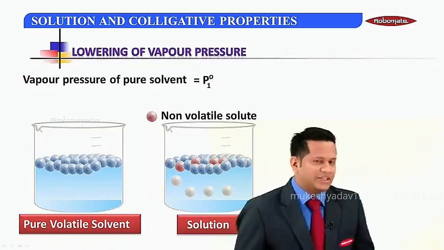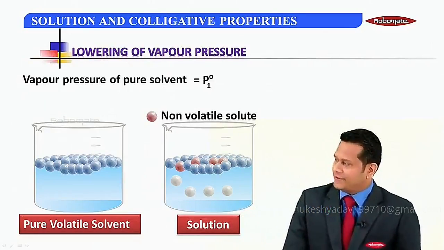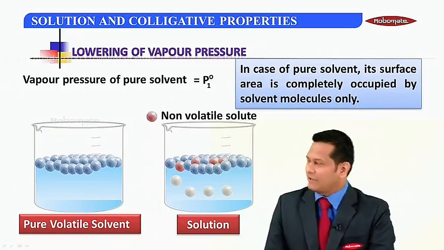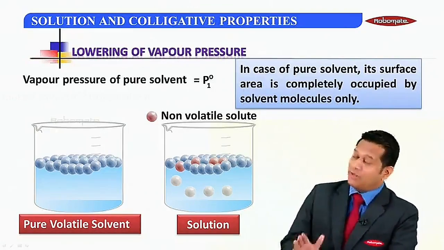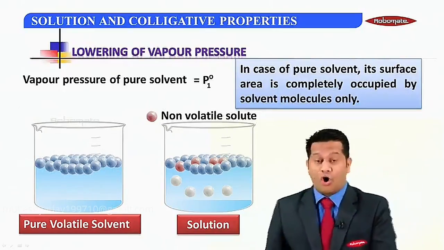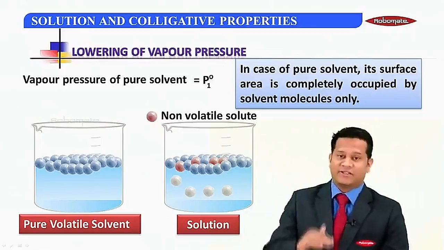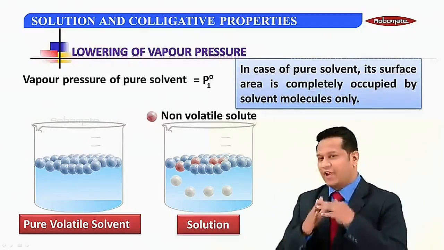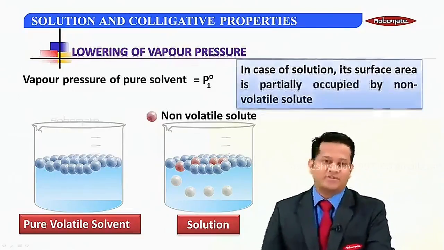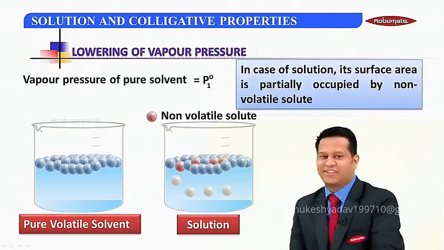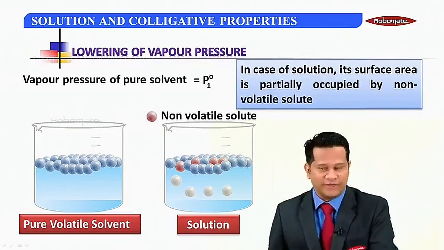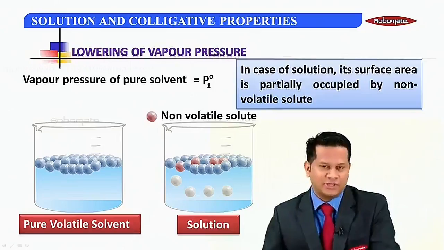Now in the case of the pure volatile solvent, the entire surface is completely occupied by the solvent. It simply means that all the particles present there are contributing to the vapor pressure. All the particles present on the surface are of the solvent, and all of them are contributing to the vapor pressure. But in the case of a solution, that is not the case. The particles present on the surface are not all solvent; there are some particles of solute.